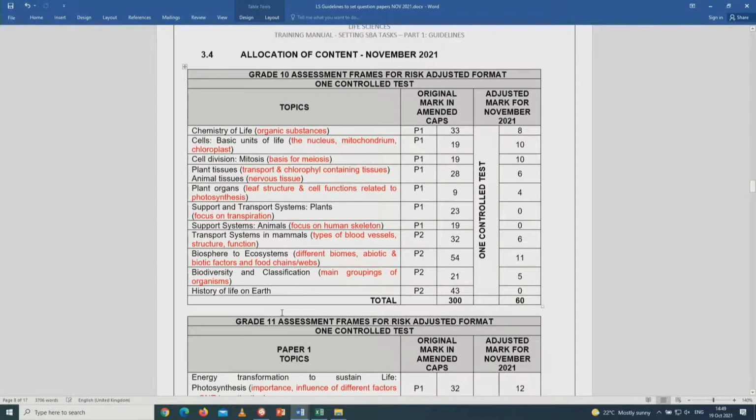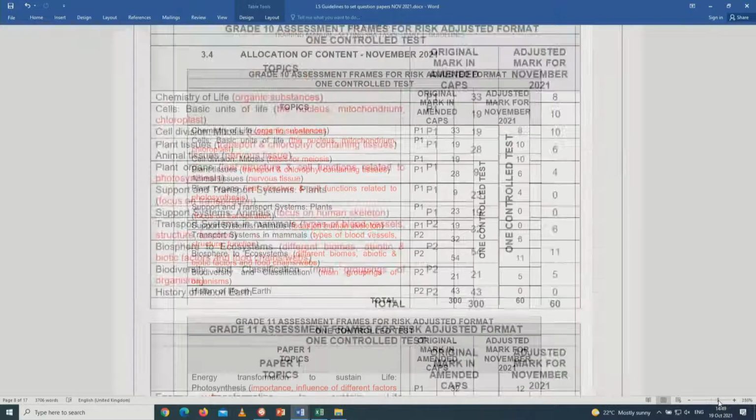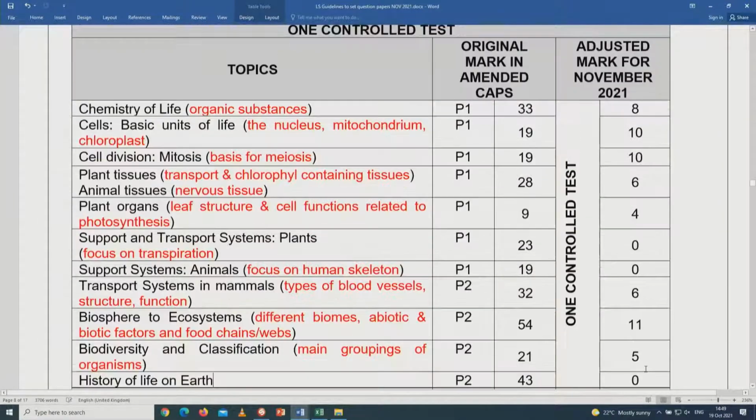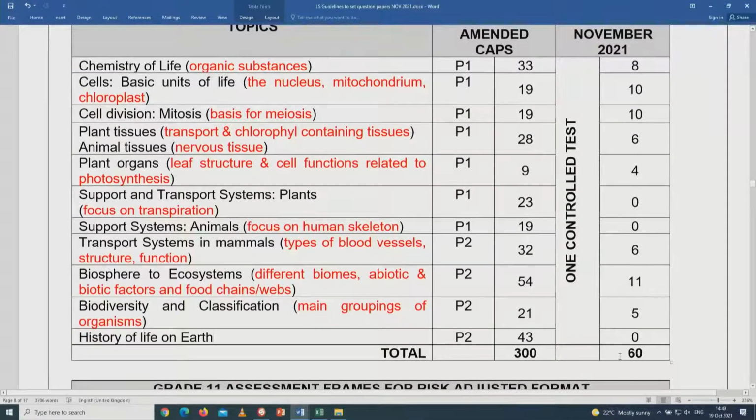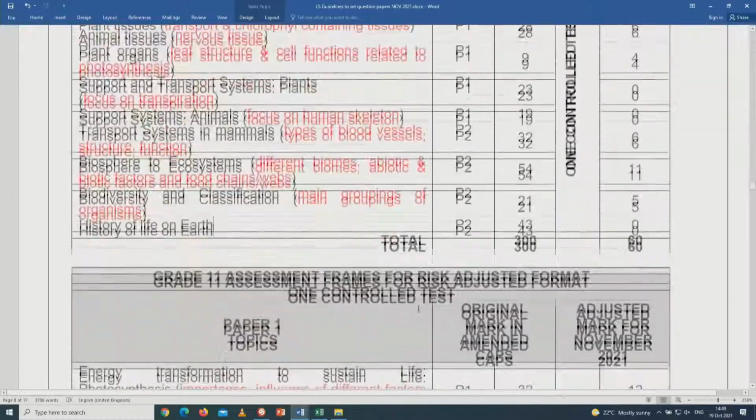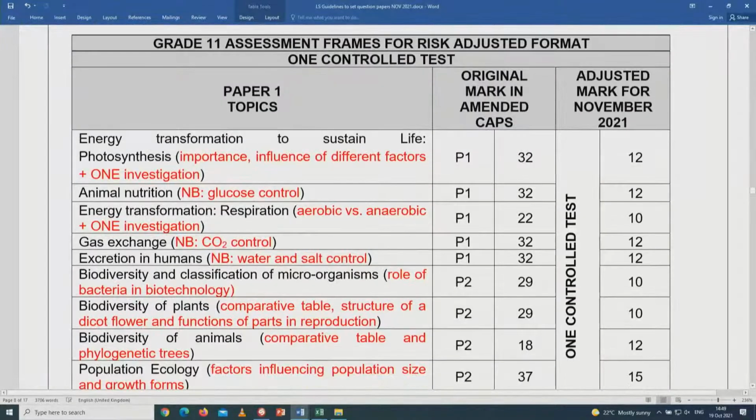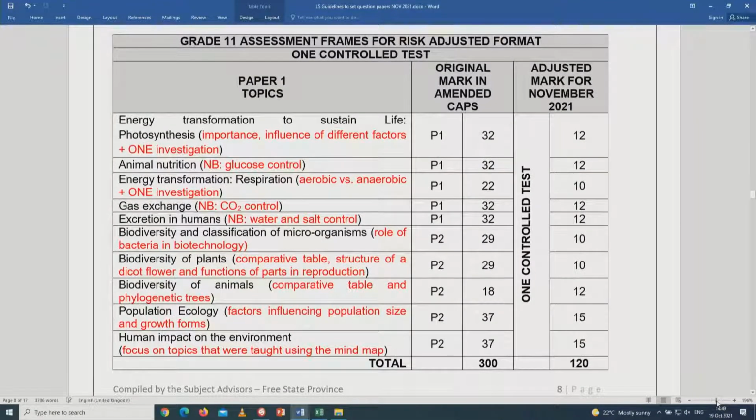So that's the grade 10 framework. Let me make it a little bit bigger. There you have it. Going down to grade 11, let me make it a little bit smaller so that we can see all of them.